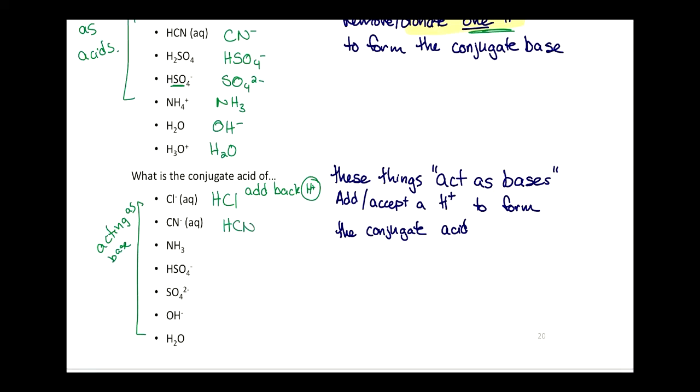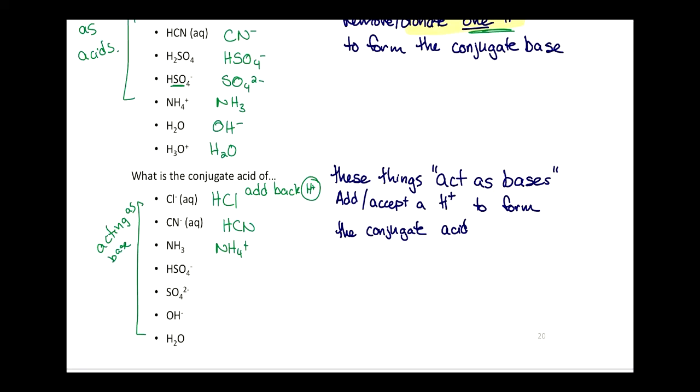All right, so we're adding that H plus back in when these things act as bases, and all these things that we're writing are the conjugate acid forms. Ammonia, if it acts as a base, the conjugate acid is going to be NH4 plus. All right, this one's tricky.